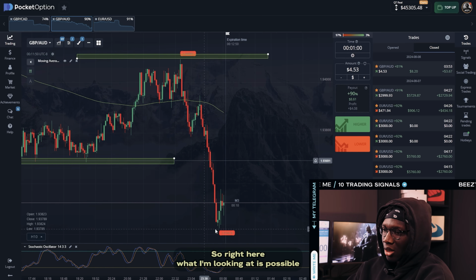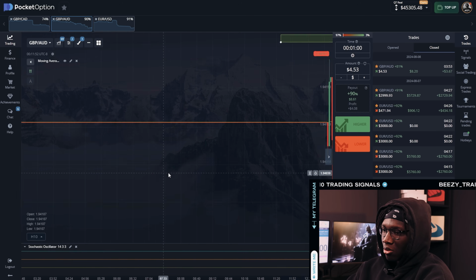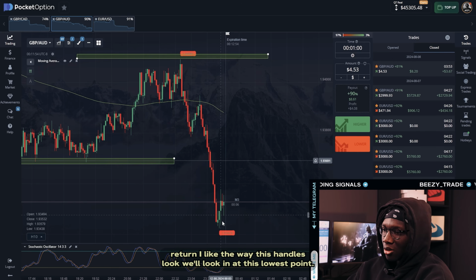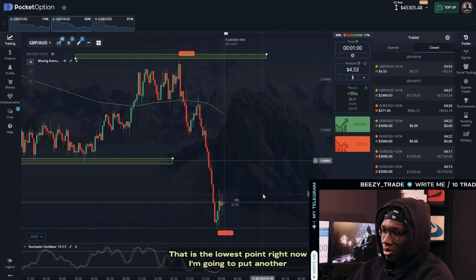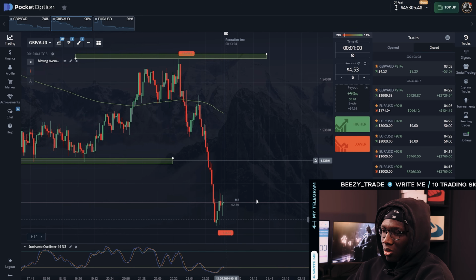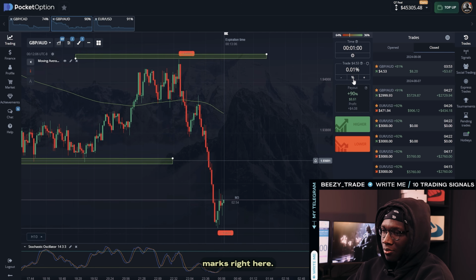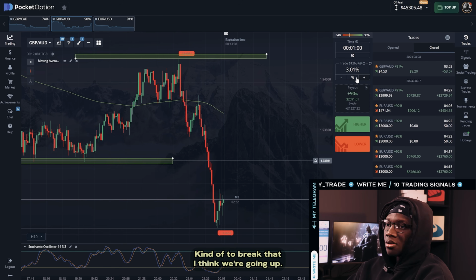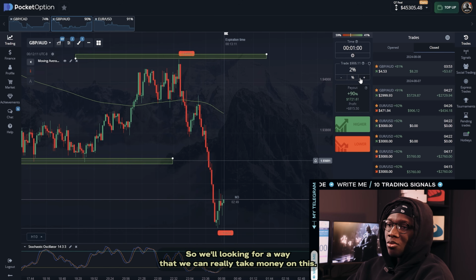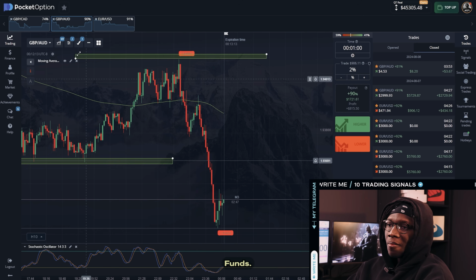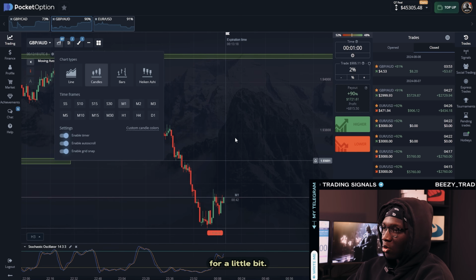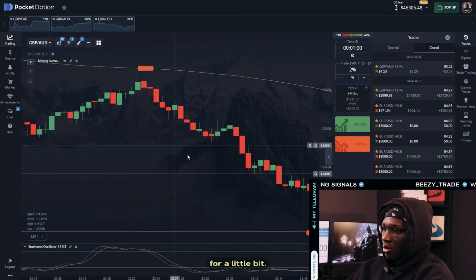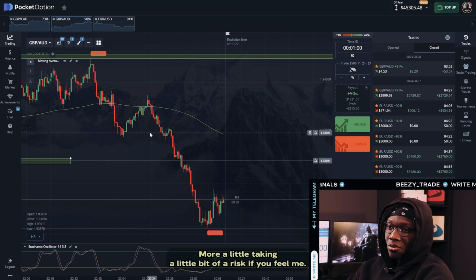So right here, what I'm looking at is a possible return. I like the way these candles look. We're looking at the lowest point before today. That is the lowest point right now. I'm going to put another marker right here, kind of to break that. I think we're going up, so we're looking for a way that we can really take money on this. I think I'm going 2% today, feeling a little bit more, taking a little bit of a risk, if you feel me.